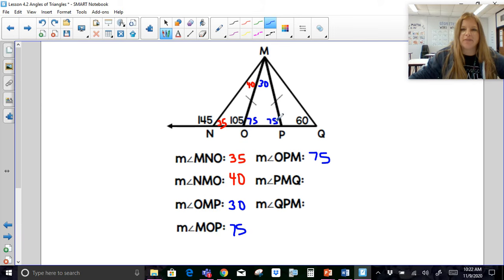PMQ. So let's see, if this is 75, then this is 105. 105 plus 60 is 165. Subtracted from 180 to get this angle here would be 15. And then QPM, I already marked up as 105. Pretty good. Pretty good.